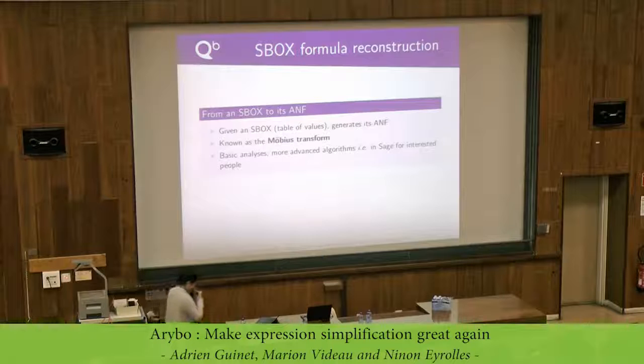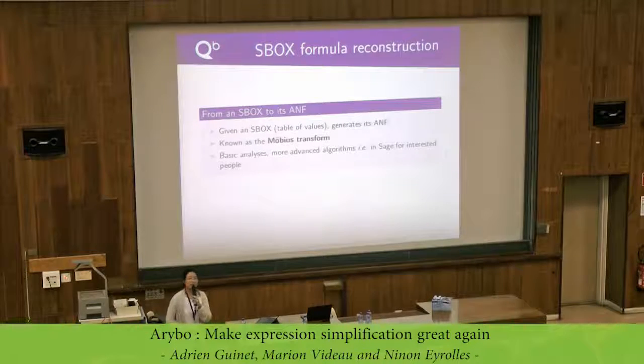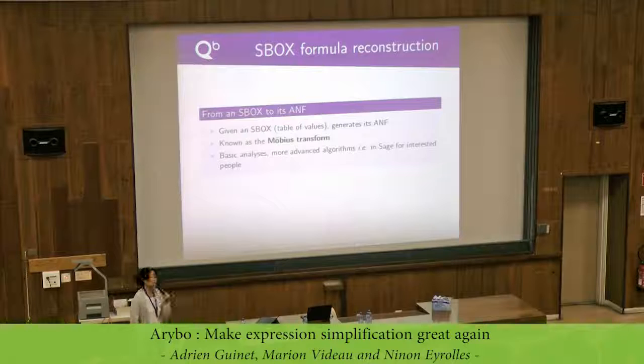So there are other functionalities. One interesting one is that Arybo is manipulating algebraic normal form, and there are several occasions where you can encounter Boolean functions expressed by a value table. For example, S-boxes in cryptography: for each input, they give you the corresponding output, and it's a function. You just have the value table. If you want to compute the algebraic normal form from the value table, you have a known transform called the Möbius transform, which allows you to do that. So we implemented it in Arybo.